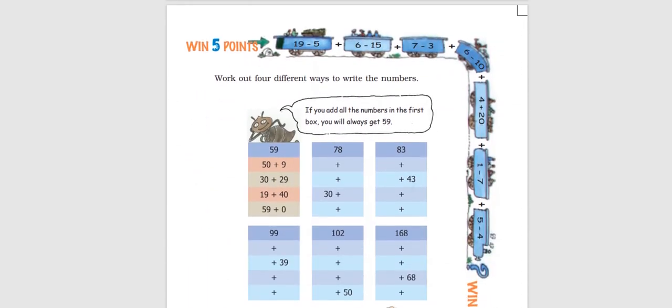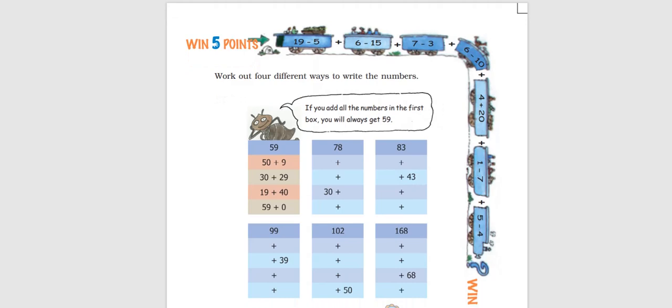Okay. Now work out 4 different ways to write the numbers. What are they doing over here? You have 59, which is 5 in the tens place. So you have 5 tens is 50 and 9 ones as it is 9. The other way you can do is break down 50 as 3 tens and 2 tens. So they put down 3 tens as 30 and add the 2 tens to 9. So you have 29. Similarly, you can put as 1 ten and 1 nine, 19, and 4 tens as 40. So there are different ways how you can break down a number.